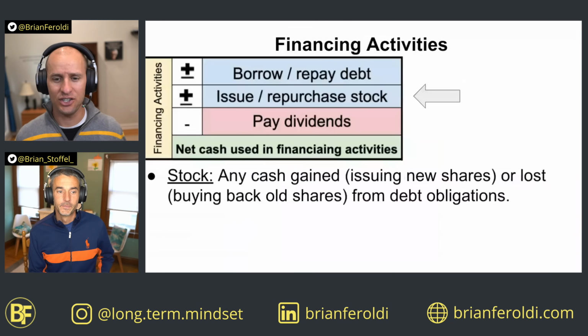Next would be any changes in cash due to the issuing or buying back of stock. This can be a positive number if a company is creating shares and selling them, or a negative number if the company is buying back shares and retiring them.